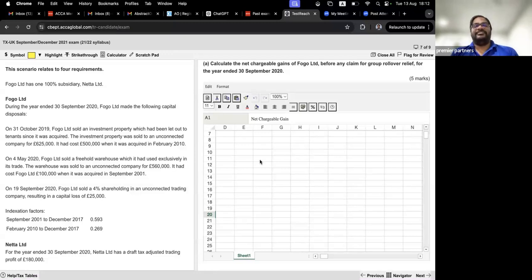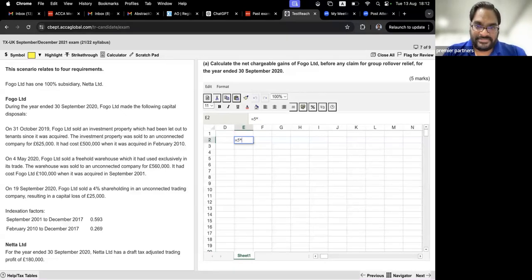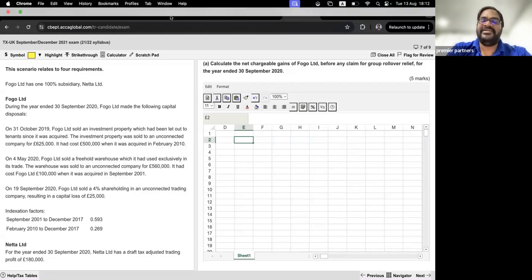Okay, let's do it now. So the question carries 5 marks. That means how much time do you have? 5 marks means 5 into 1.8. Yes, you have close to 9 minutes. Can you guys give a try for this one and share the answer with me on the chat? Will you give a try?